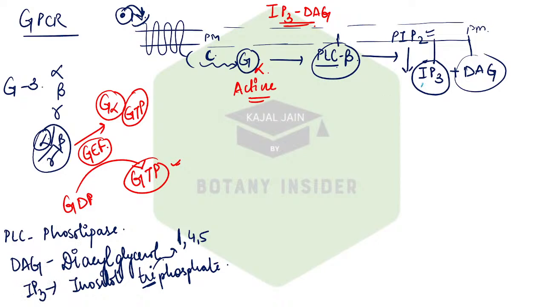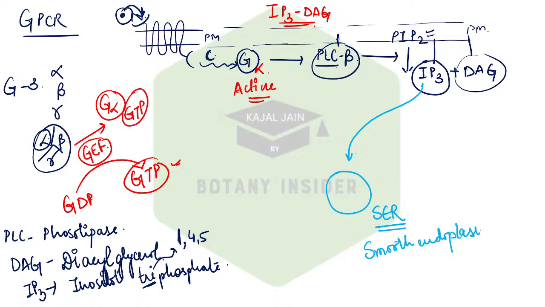Now, your IP3 will dissociate from the plasma membrane and it will be going towards which particular organelle? It will be going towards your smooth endoplasmic reticulum. Where will it be going? It will be going towards your smooth endoplasmic reticulum, right? In the smooth endoplasmic reticulum, what do we have?